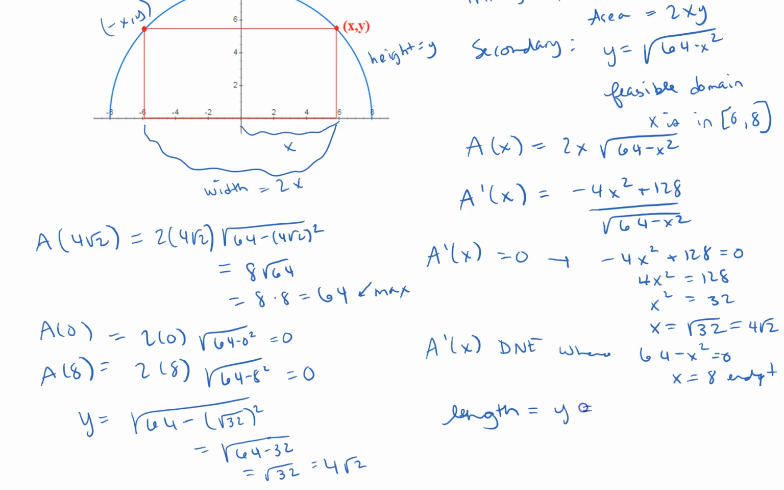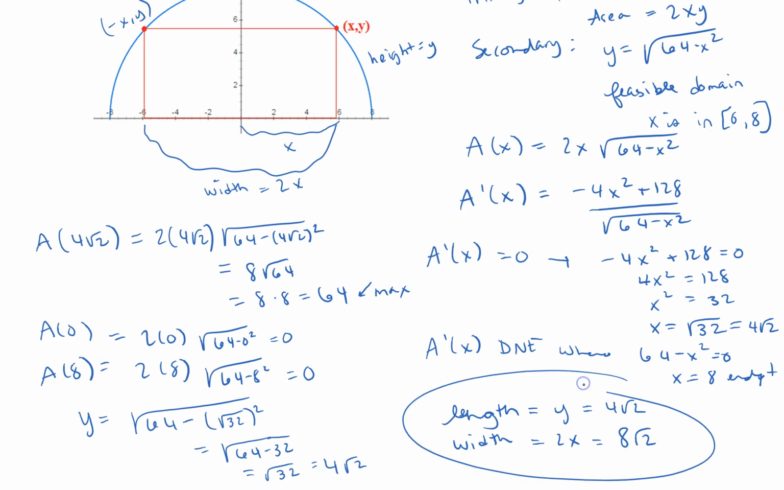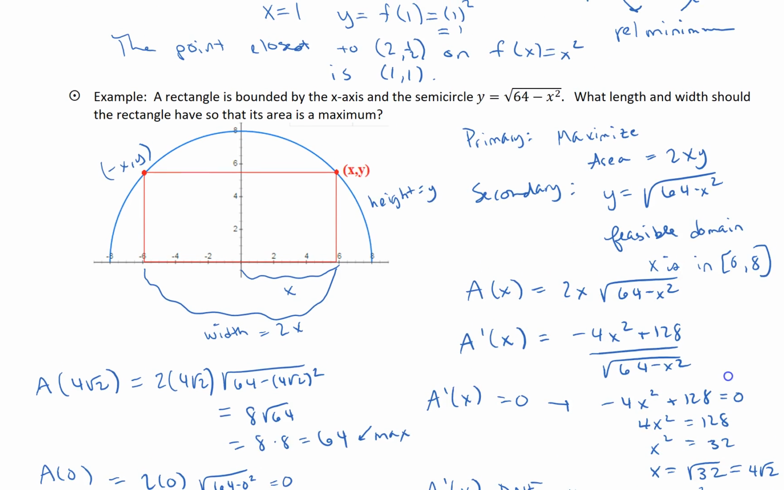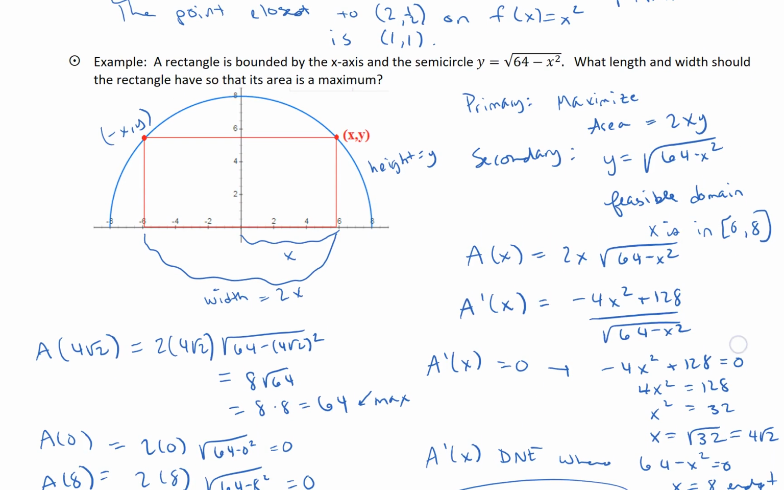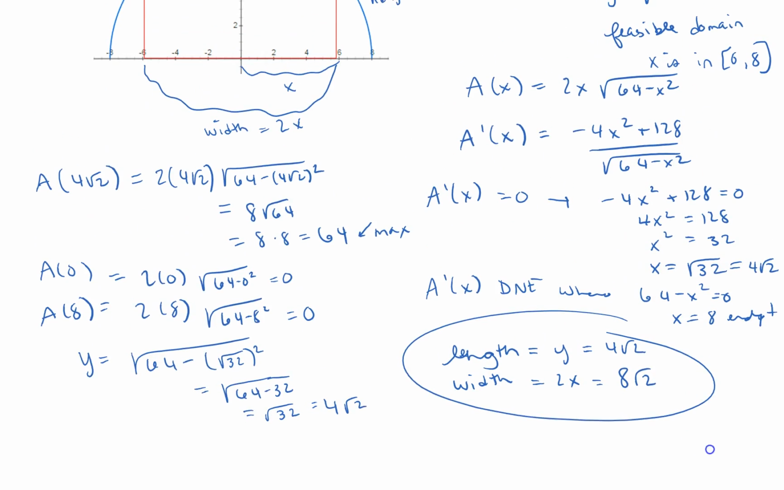So my answer is that the length is going to be y, which is 4 square root of 2, but the width of this rectangle is going to be 2x, which actually ends up being 8 square root of 2. So that is my answer. Make sure that you answer all the questions. In this case, it doesn't actually ask what the maximum area is, but if it did, you would want to put that down as an answer as well.